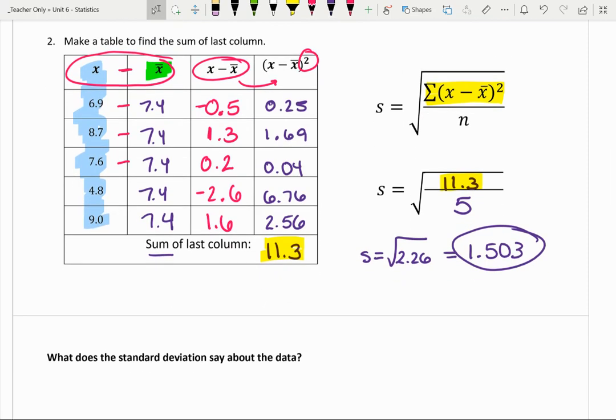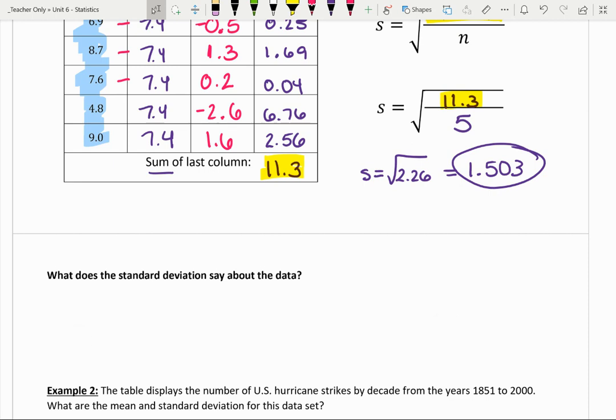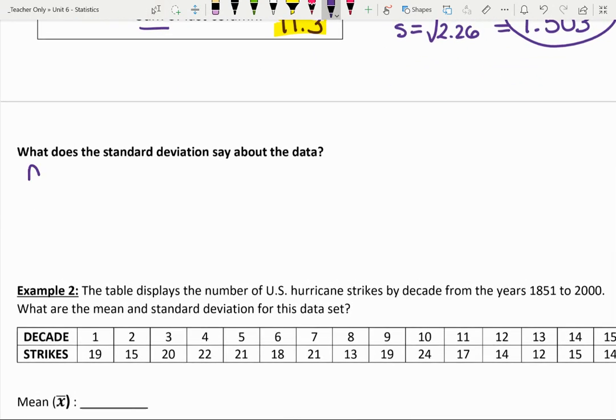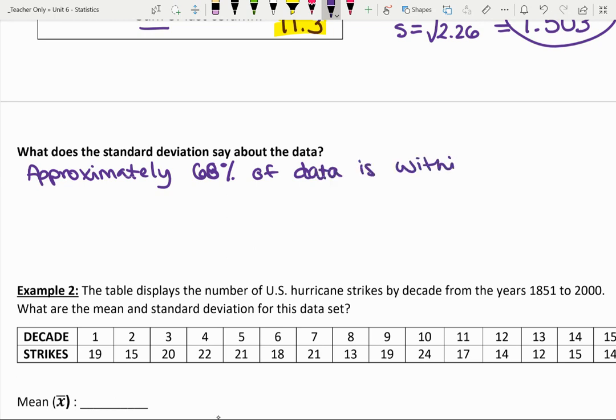So what does all this mean? What does the standard deviation say about this data? Well, the cool thing about the standard deviation is that what it actually tells us is that approximately 68% of our data is within one standard deviation of the mean. So let's look a little bit at what that means, but for right now, I'm just going to make note of that. Approximately 68% of data is within one standard deviation from the mean.